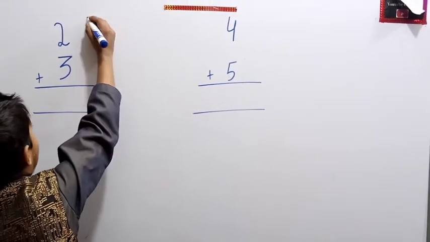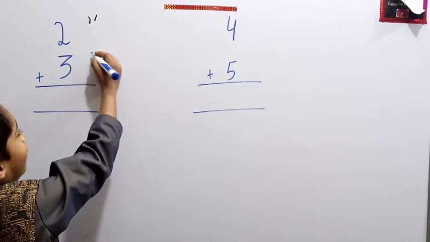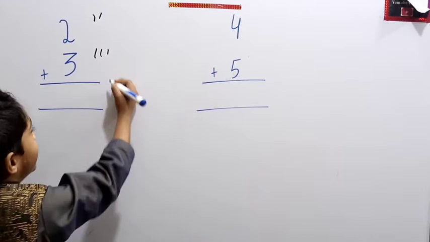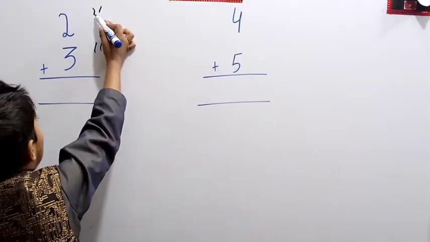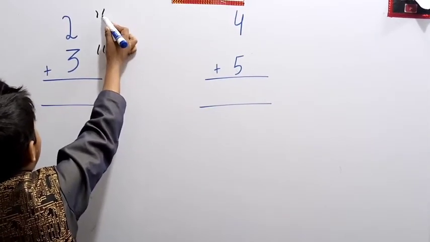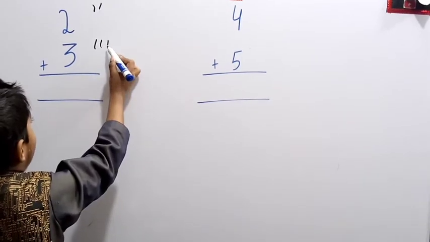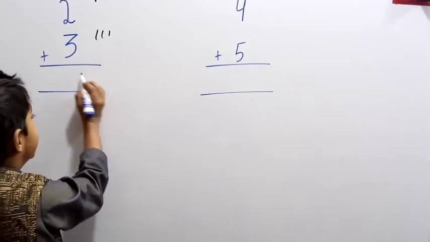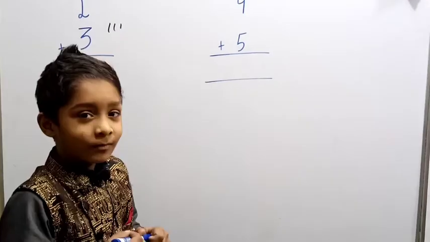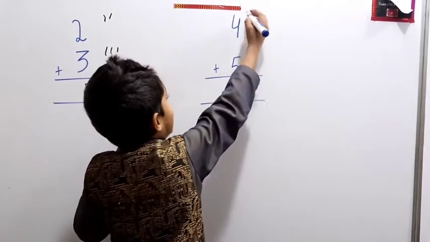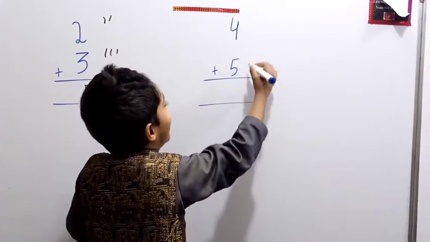Draw the 2 line upward, draw the 3 line downward. Then count the lines: 1, 2, 3, 4, 5. The answer is 5. The second question is 4 and 5.